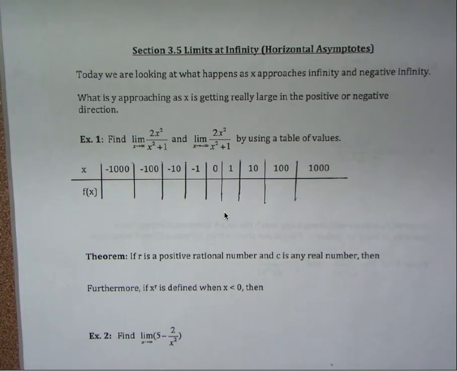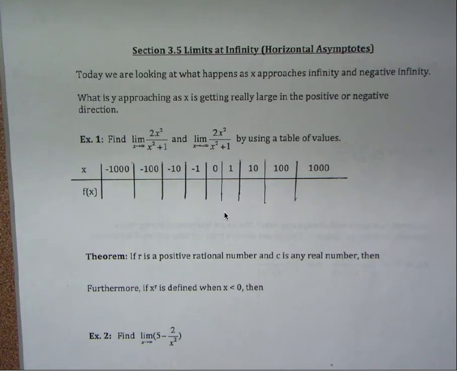So if you look at that table there, look at example 1, you see that table? So in the past with limits, we would converge onto a single number as we go inward. Well, now we're going to look at what happens as we go outward. Okay? So what is y approaching as x is getting really large in the positive or negative direction? So x can approach infinity or negative infinity.